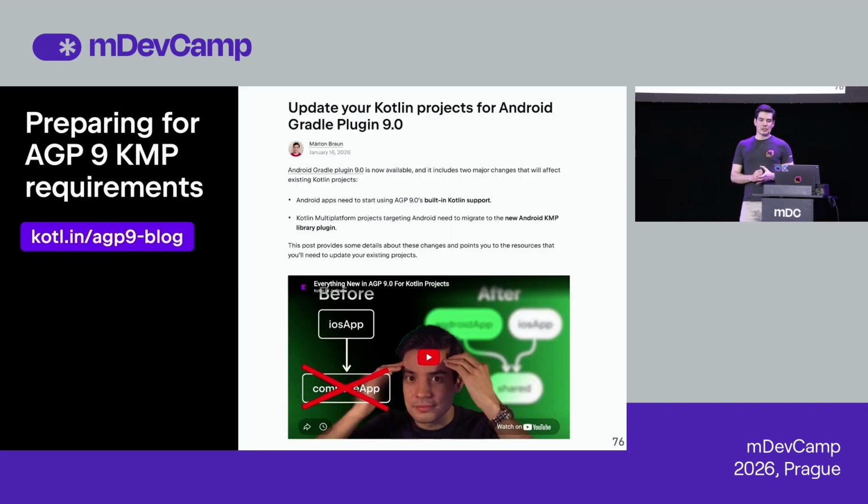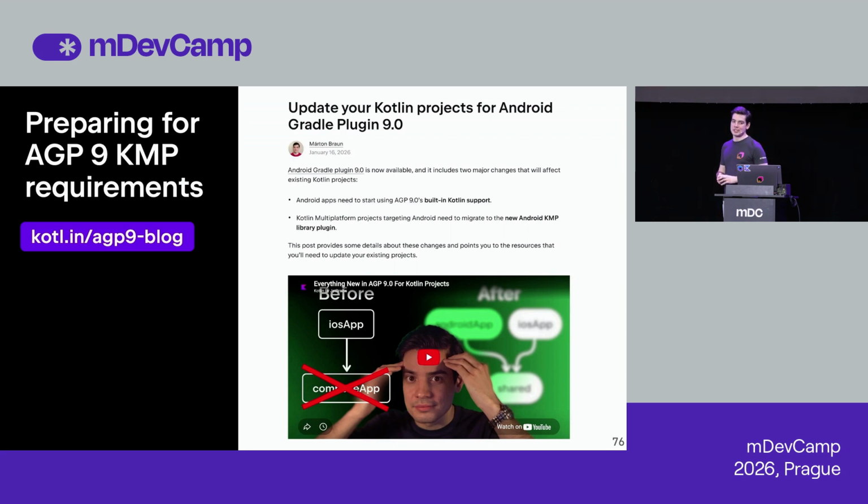As probably the final step here in the preparation phase, I want to talk a bit about AGP 9, which brought some exciting changes for Kotlin Multiplatform. Which you also will have to comply with once you move to KMP. So it's better to be prepared for them and not have to do them in the same migration step.